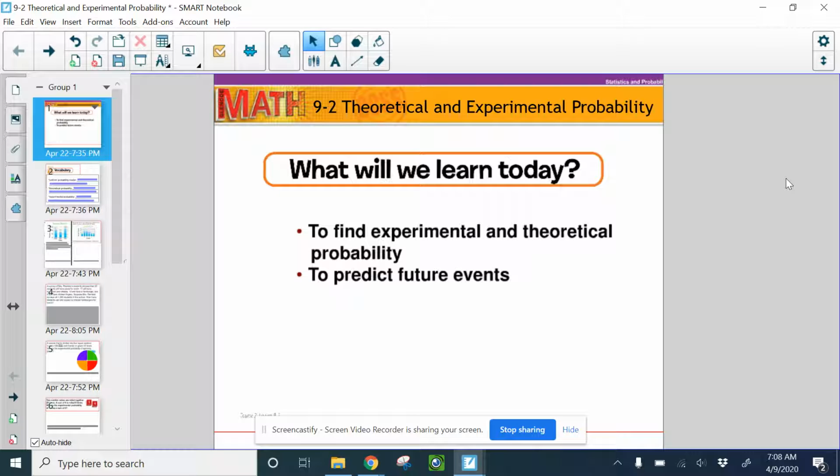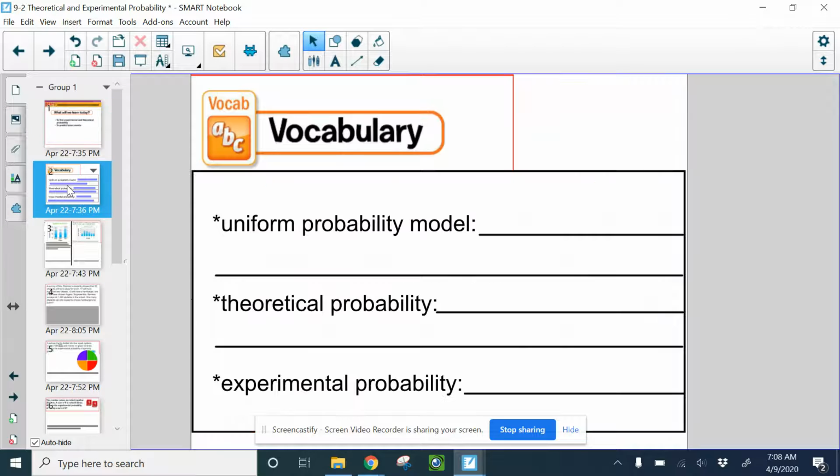Today we're going to do our second lesson from Chapter 9, Theoretical and Experimental Probability. We're going to learn how to find experimental probability and to predict future events today. First up, we have some vocabulary.